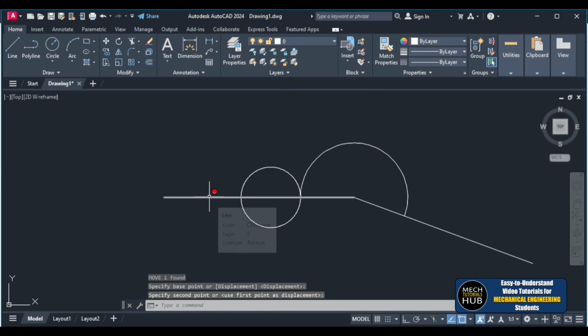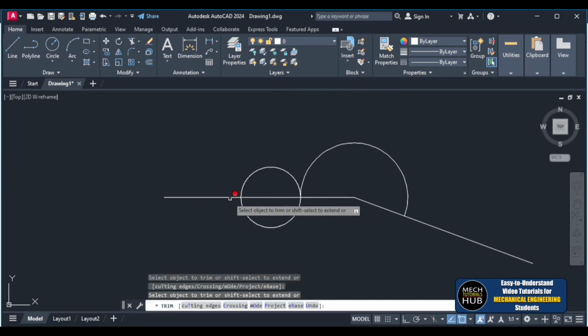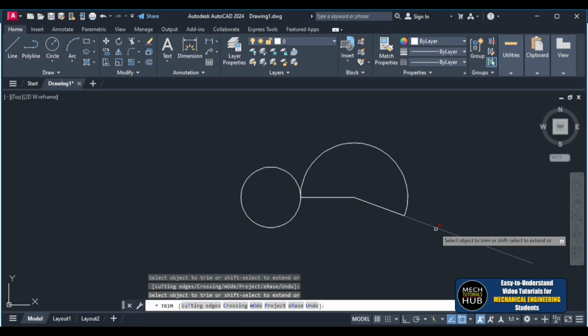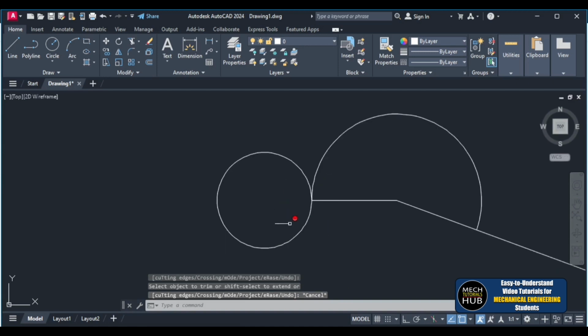Then remove the unwanted parts. TR double enter to trim this horizontal, and even this horizontal also. Even this is not required, but let it be. Now this circle will roll upon the directing circle. Alright, now let us divide the circle into some 12 or 8 segments.